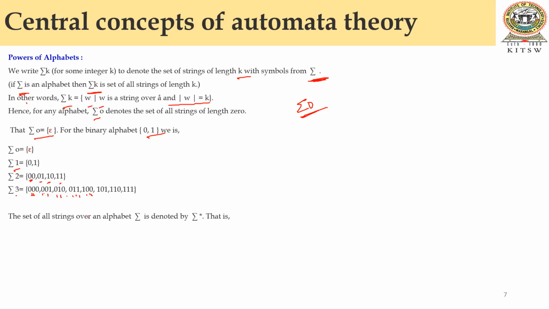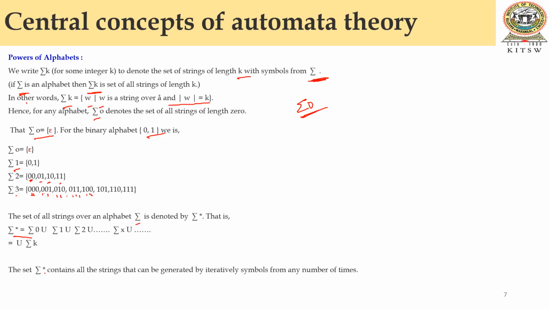The set of all strings over an alphabet sigma is denoted by sigma star. We can also call it the Kleene closure; we'll discuss it in the next slide. Generally, the sigma closure is denoted like this. Sigma star contains all strings that can be generated by iteratively using symbols from sigma any number of times. You can also write it like this, as in the example.